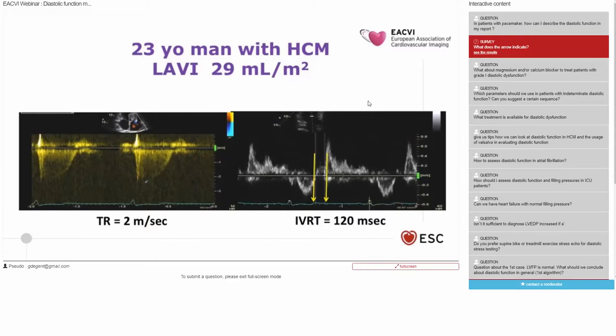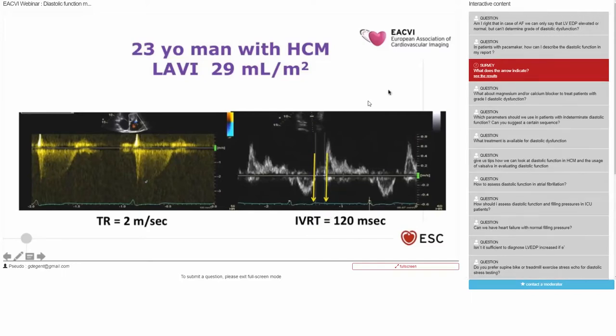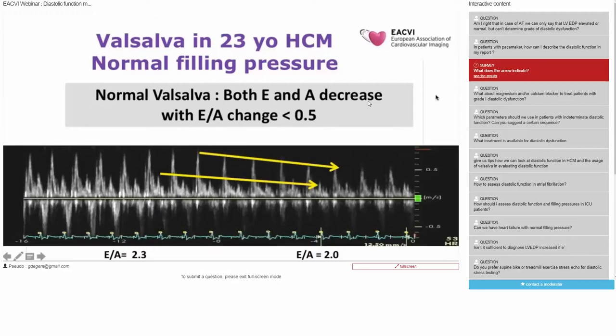How can you prove this patient actually has normal filling pressure? LA volume index is 29, and TR velocity is 2 meters per second. And IVRT is 120 milliseconds. All of that indicates normal filling pressure. And then we also did the Valsalva maneuver just to prove the point: you can see the E velocity and A velocity both decrease concordantly, which is the case for truly normal diastolic filling. And the E over A ratio did not change at all. It's from 2.3 to remain as 2.0. This is an individual with truly normal diastolic filling and normal diastolic function. But that particular algorithm forces us to grade this individual as grade 3 diastolic dysfunction.